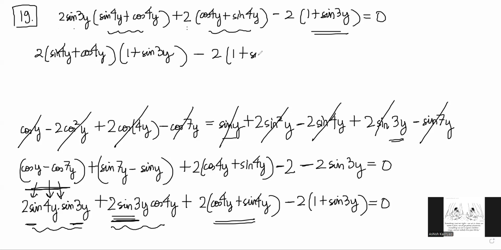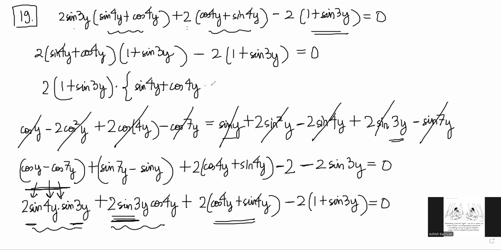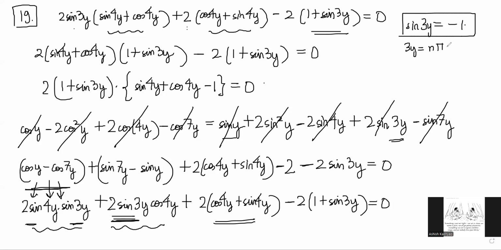You're getting something like this. So immediately you can take 1 plus sine 3y common, and you will get this minus 2. So 2 also common. You have sine 4y plus cos 4y minus 1. The only way this can happen is sine 3y is equal to minus 1, which will give you a set of solutions, right? 3y is equal to n pi plus minus 1 power n into pi by 2. Correct? No, minus pi by 2. Right?